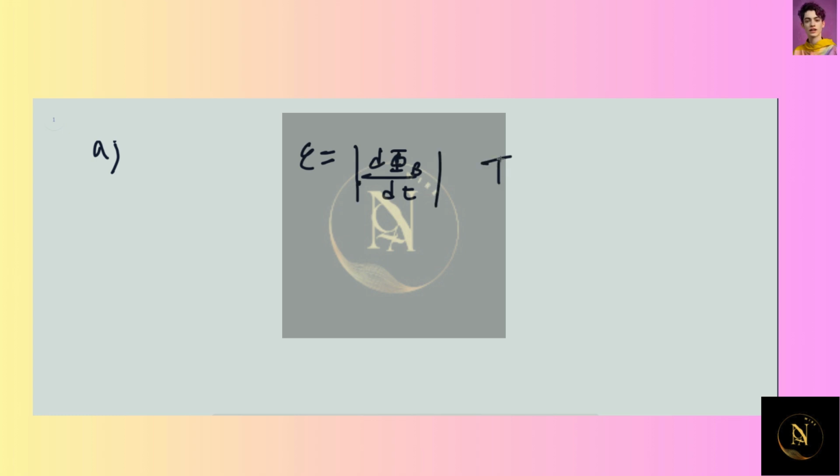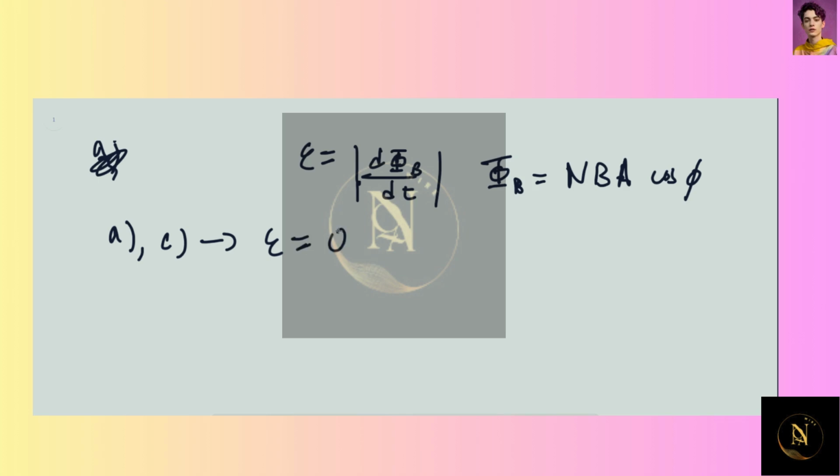and so magnetic flux, if you remember, is the number of turns in the coil times magnetic field strength times area times cosine phi, which phi in this case is 0, so this term is not 0. And area is the area of the coil. And so for part A and part C, you have the same answer, which is that EMF induced is 0.